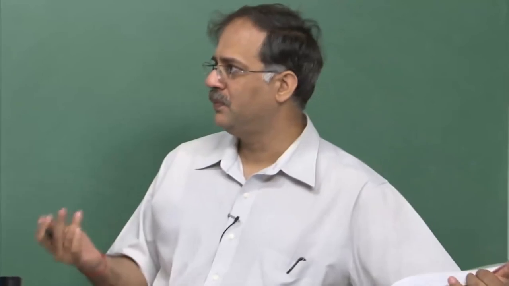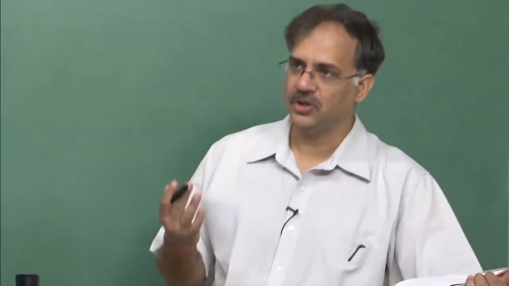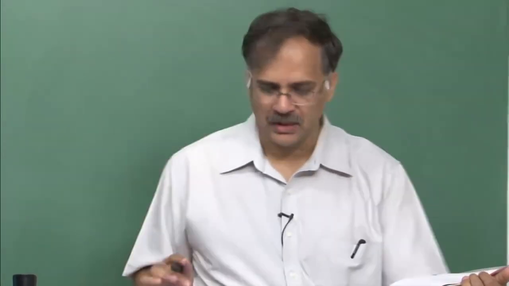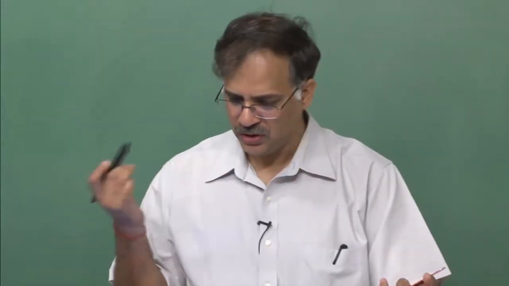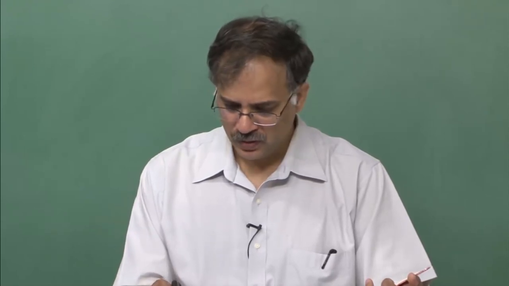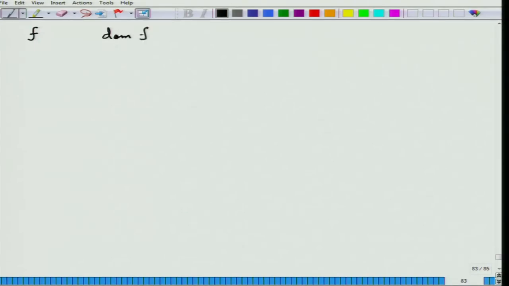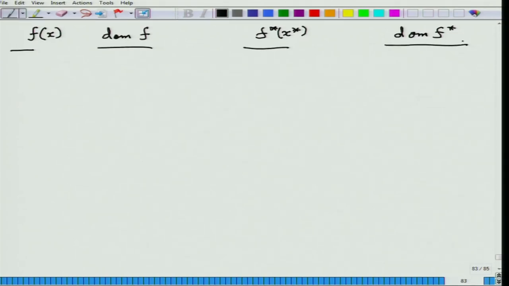Now, as I promised, I will give you a table. We had spoken about f star of a function, the conjugate of a function, but we have given only little examples. We will give some more examples today so that you can figure it out nicely. So, I will write down f, dom of f, f star, and dom of f star. I will write down a few functions just so that you can have a listing.